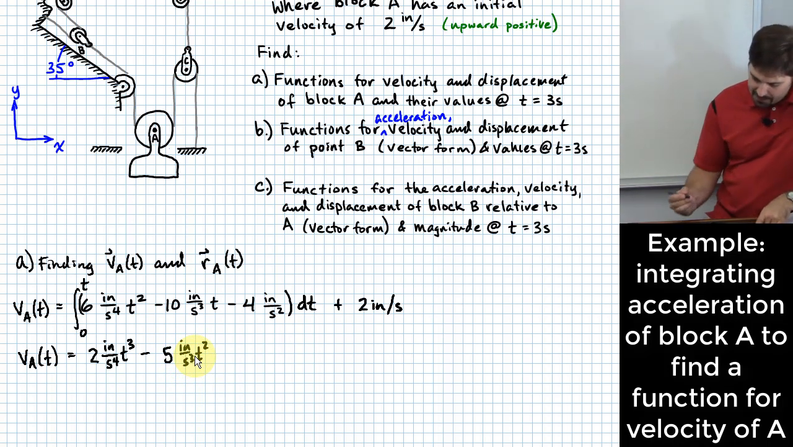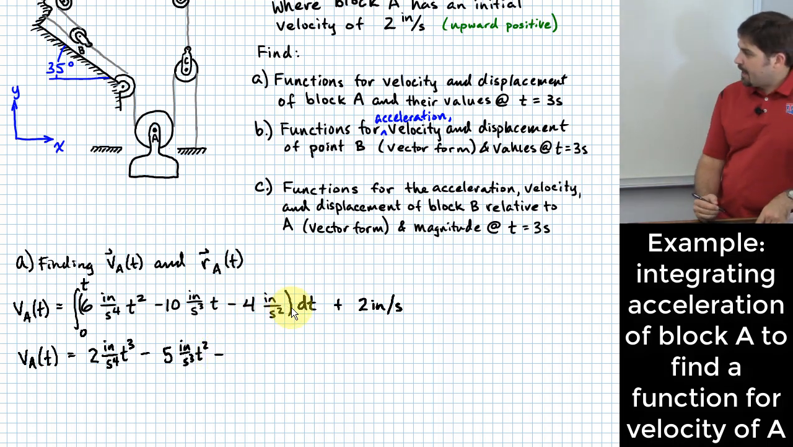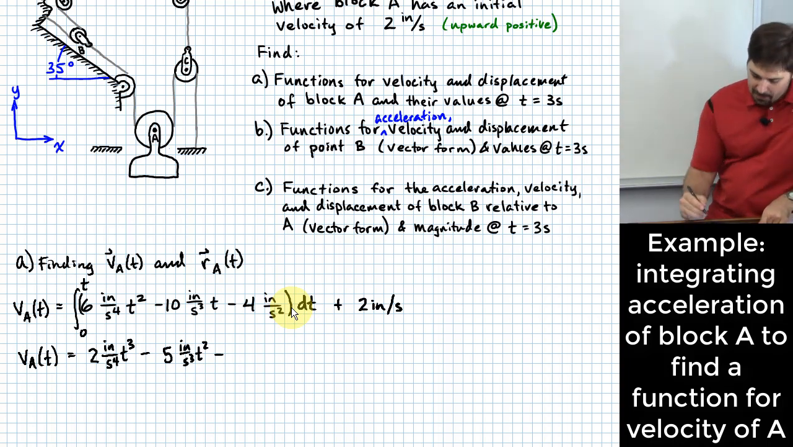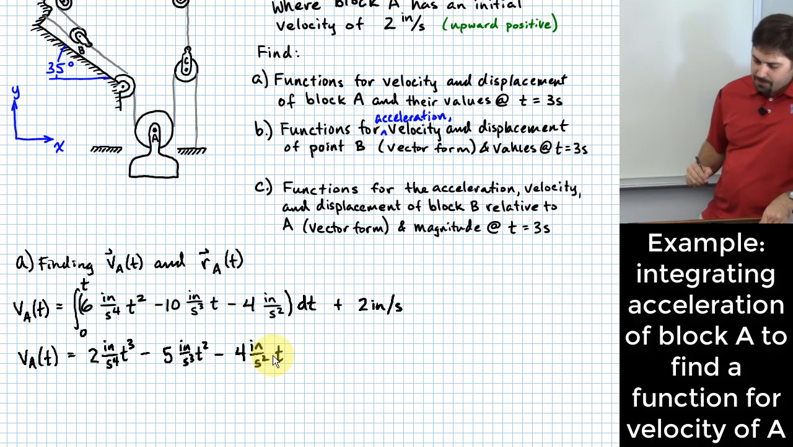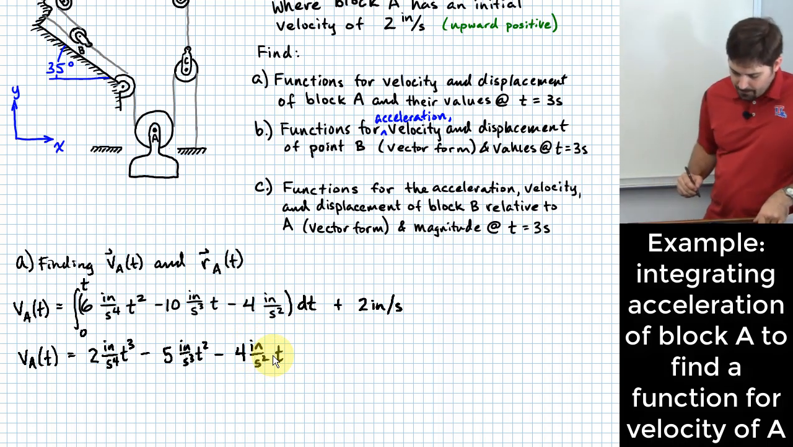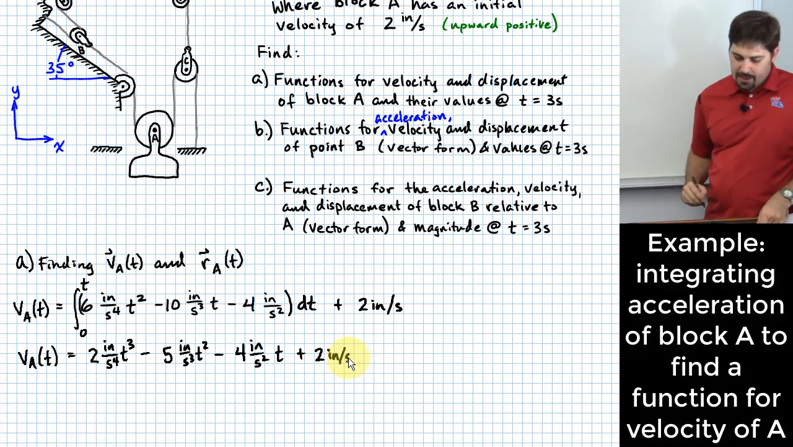For the last one, I basically have t to the 0. If you have no t there, that means t to the 0. So you increase that by 1, and that gives you t, and divide by the new exponent. That new exponent's just 1, so I just leave the 4 inches per second squared. And of course onto all of this I add 2 inches per second.